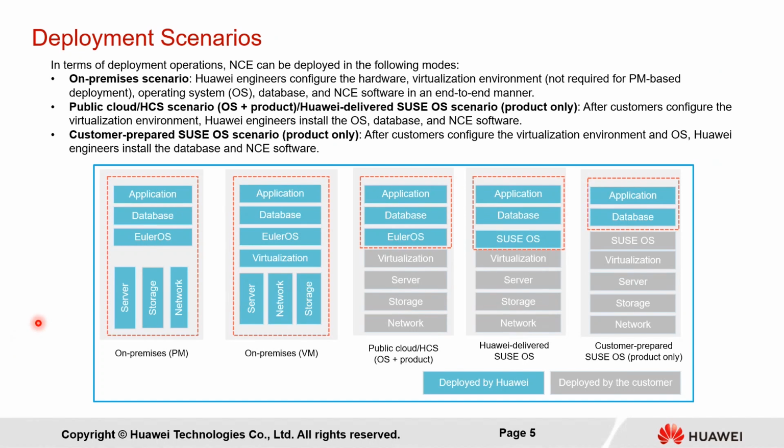Here are the main solutions for installing NCE. The responsible party for installing each component varies among these solutions. As you can see in this figure, the components in green are deployed by Huawei engineers, and those in gray need to be deployed by yourself. For on-premise solutions, regardless of whether NCE is deployed on PMs or VMs, all components are deployed by Huawei. As you can see, in on-premise solutions, we use Euler OS.